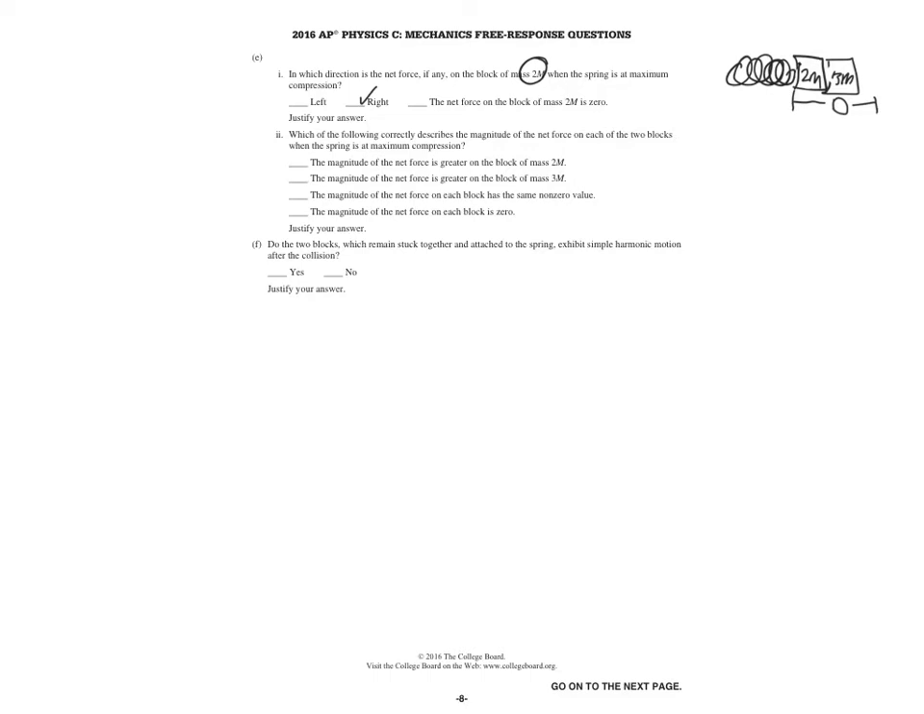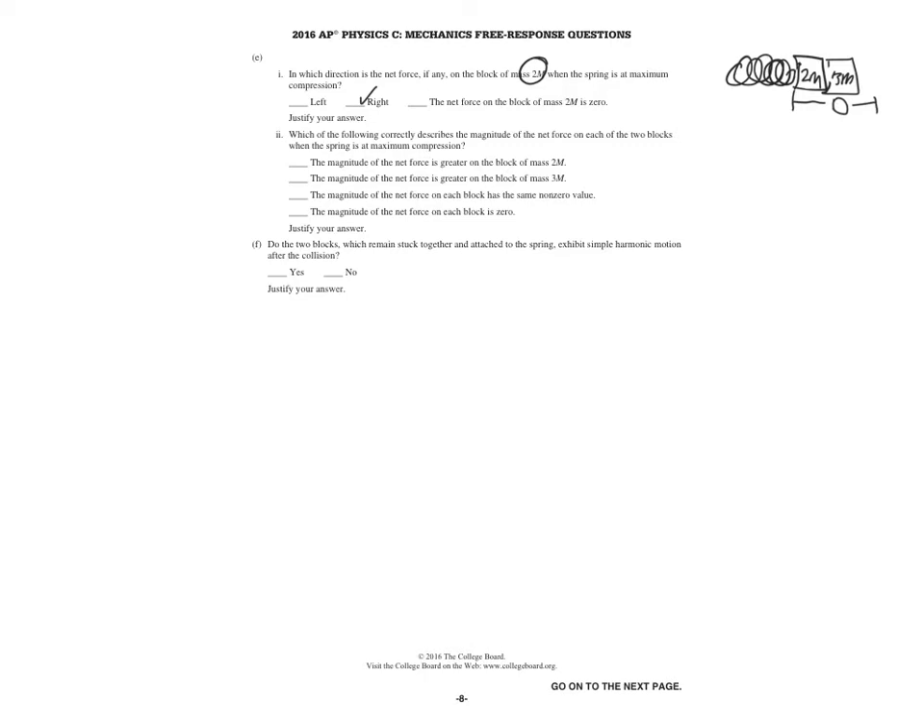So it should be right, and you get one point for the correct answer and one for a reasonable justification. A reasonable justification is saying that when it's at maximum compression, it has a velocity of 0, but the horizontal force is still acting on the system, pushing it to the right. My bad. As long as it's on the left side of the 0 point, it's always pushing to the right, regardless of what the speed is.